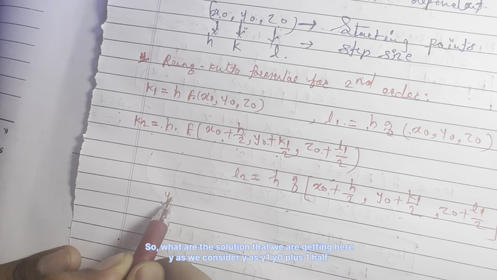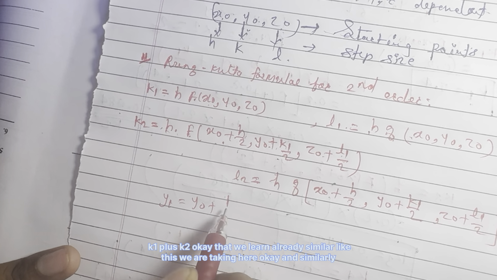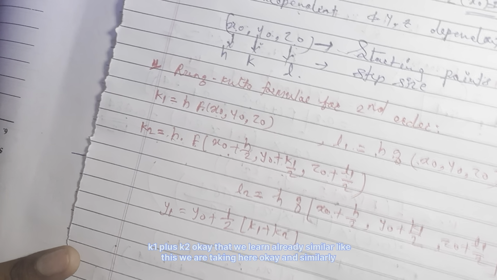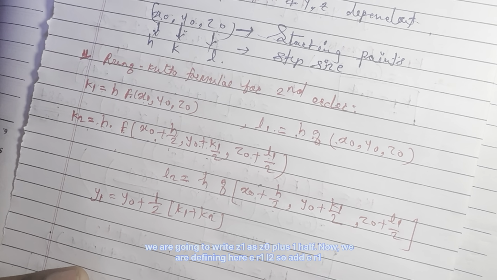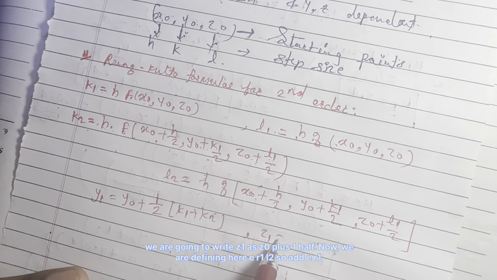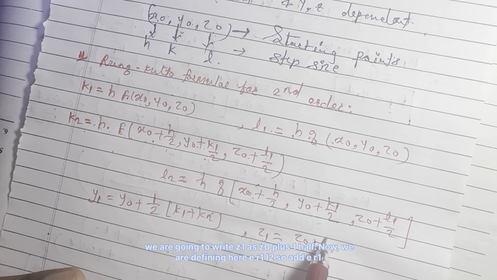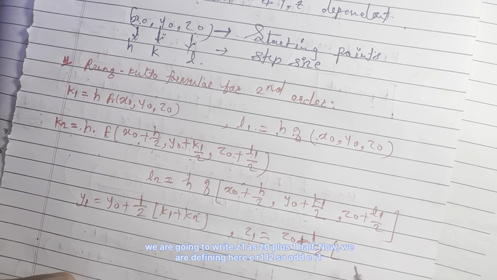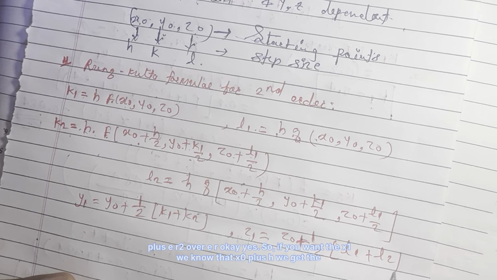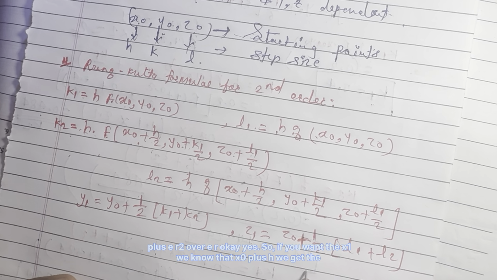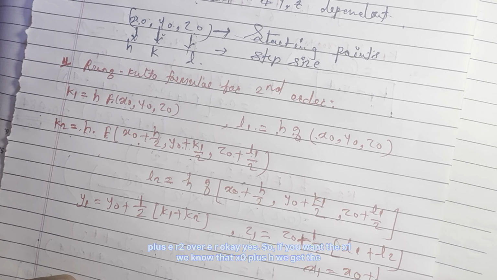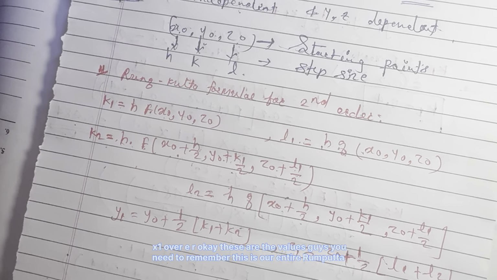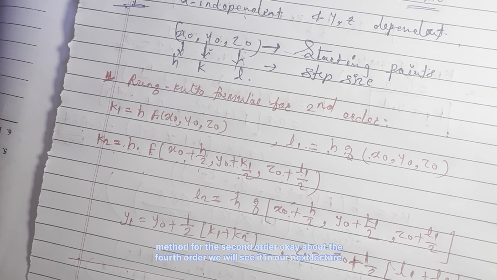y, as we consider y as y1, is y naught plus 1/2 of k1 plus k2. That we learned already, similar to this we are taking here. Similarly we write z1 as z naught plus 1/2 of L1 plus L2. If you want x1, we know x naught plus h gives x1. These are the values you need to remember. This is our entire Runge Kutta method for the second order.